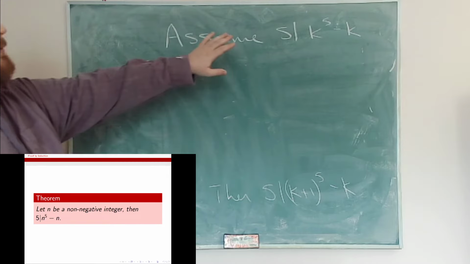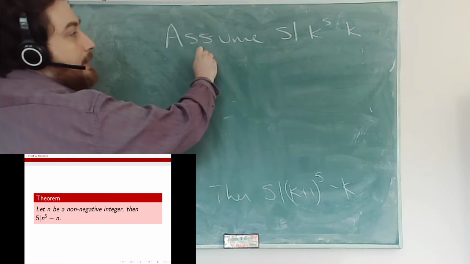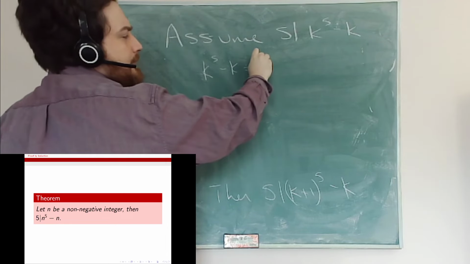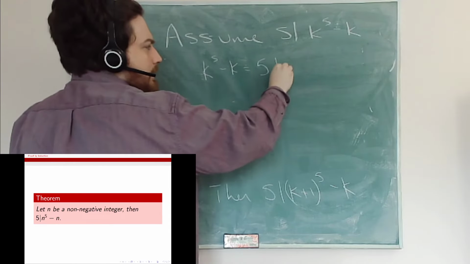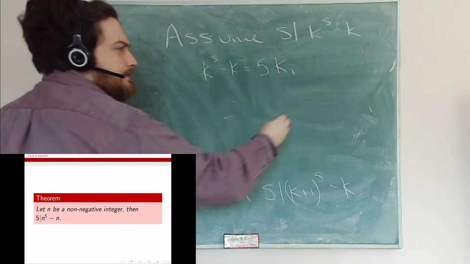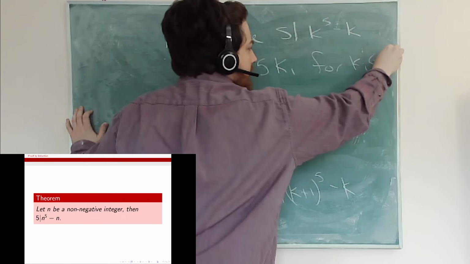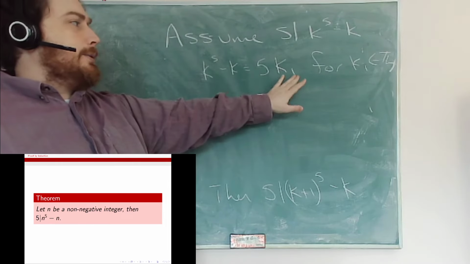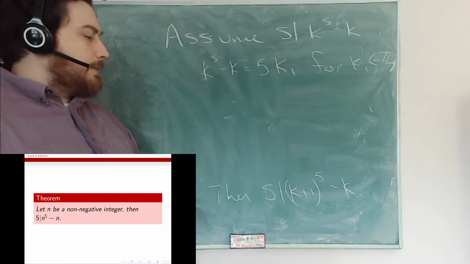Alright, so what does it mean for 5 to divide k to the 5th minus k? Well, that means that k to the 5th minus k is equal to 5 times some integer. I'll go ahead and say k1 here. I do want to point out that I'm using k's, but k1 is different than k. So 5 times k1 is indeed equal to k to the 5th minus k.